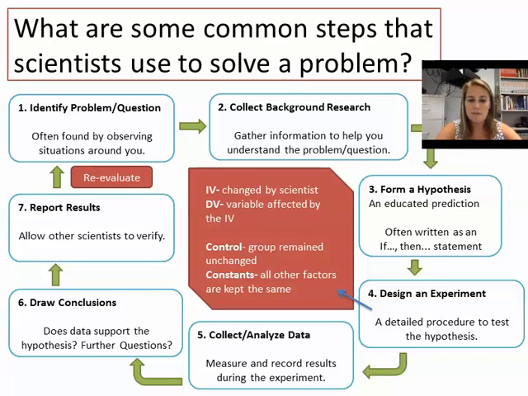Two more variables we're going to have to cover are the control, which is the group that remained unchanged, or the comparison group. So maybe the plant that got 0 water would be our control. And the second is constants.